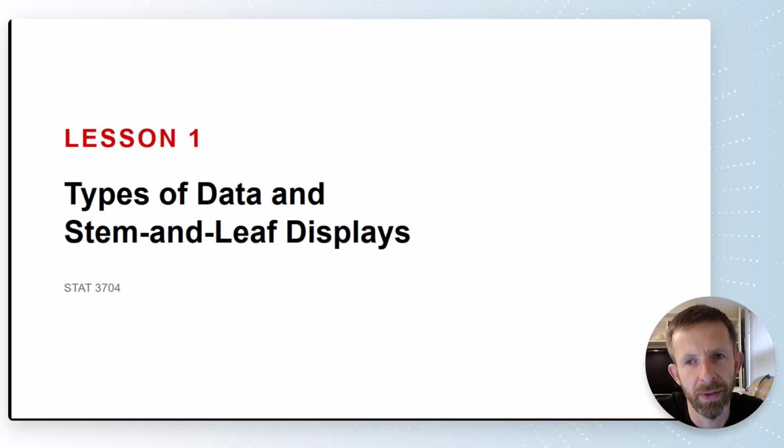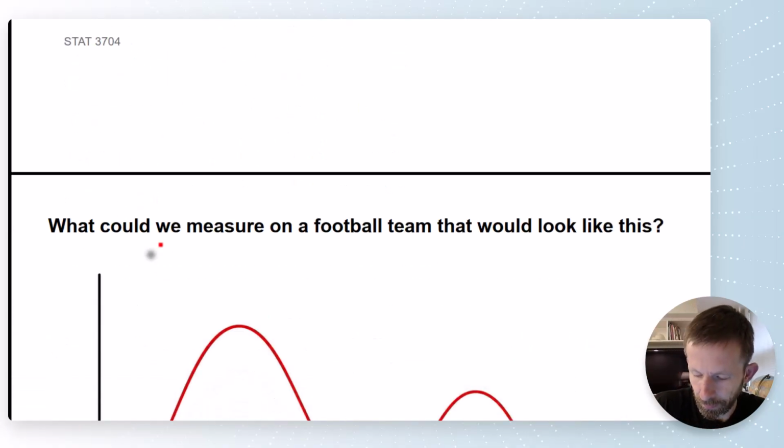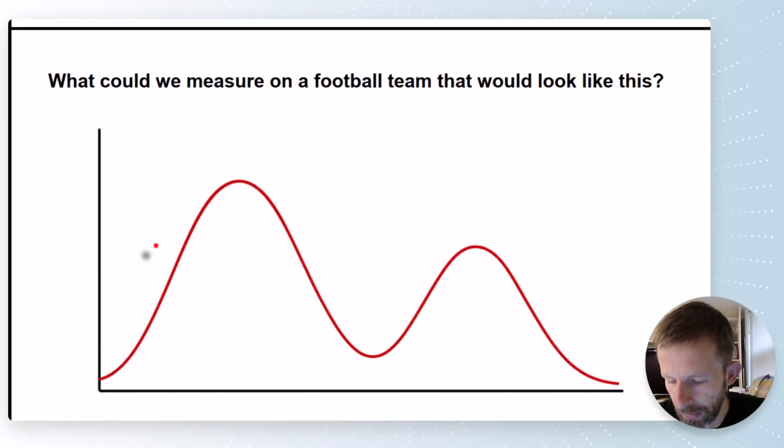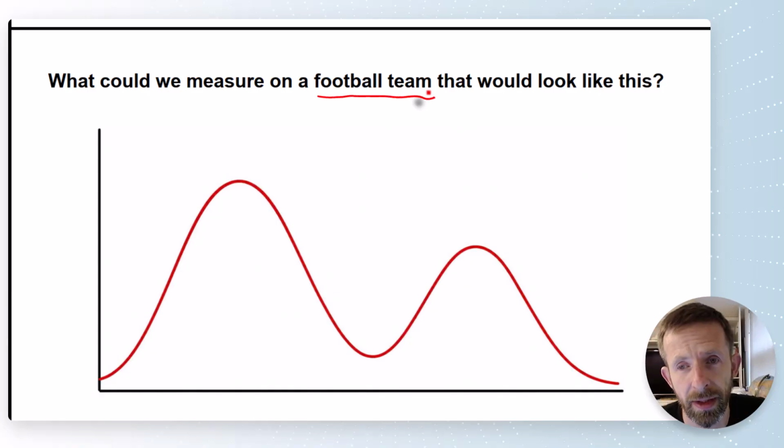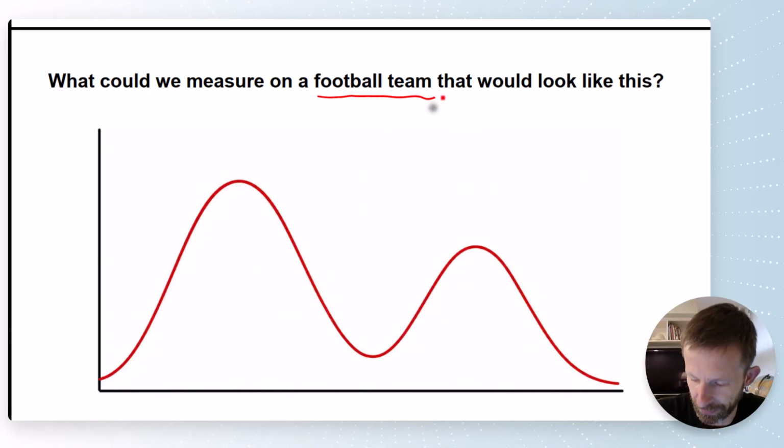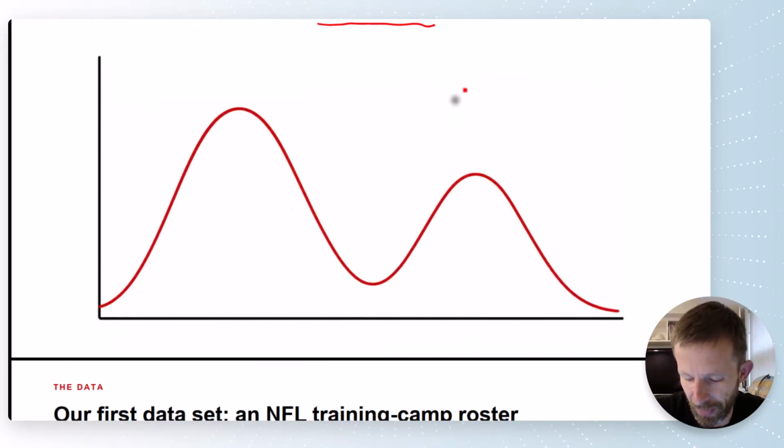Hey guys, welcome to our first lesson where we look at types of data and cover the stem and leaf display, so the stem plot. All right, so here is the shape of a data distribution, and we have a football team, specifically the Pittsburgh Steelers, and I want to know what sort of variable on a football team has that type of shape. So give it a guess. I'm sure some of you know this right off the bat.